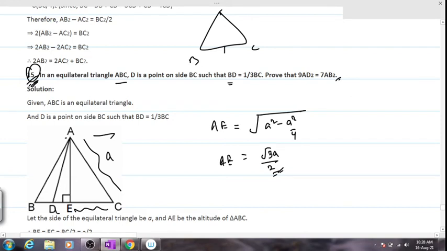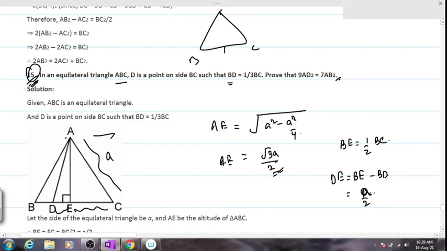And what will be our DE? Since BE is equal to how much? Half of BC, yes or no? So DE will be BE minus BD. So BE is how much? Half BC, which is A, yes or no?